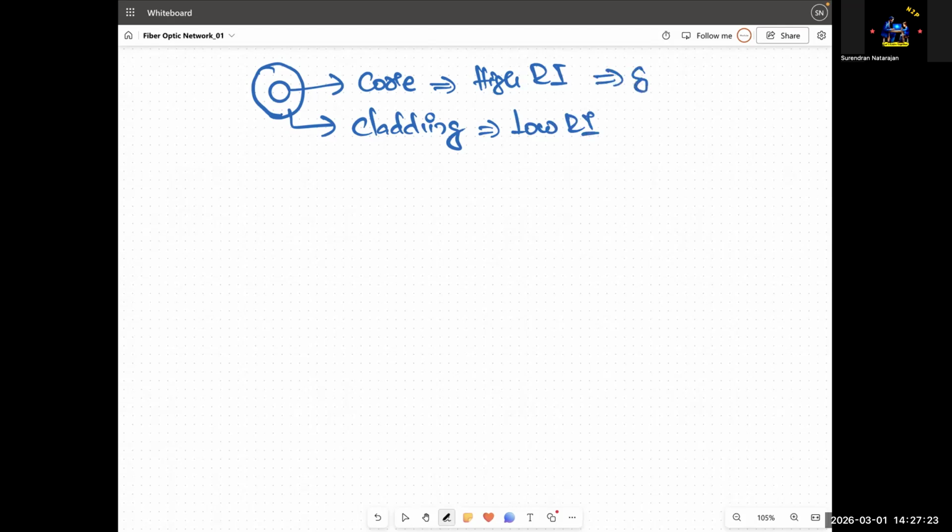It can be a glass material, or sometimes plastic, but nowadays it is glass only. Why did they make it this way? The core has a high refractive index, and we are going to make use of the bending of light, because we purposely made the refractive indices different.